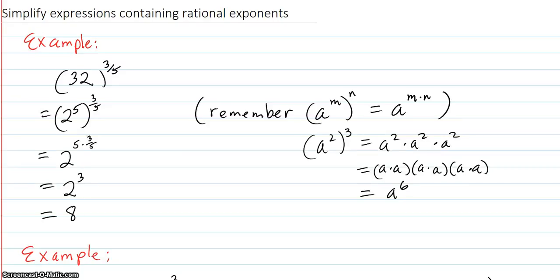Simplify expressions containing rational exponents. So I'm going to work through this example, but we have some side notes over here. Let's go over these first. A to the m, all raised to the n power, is a to the m times n. Here's a little example about that.